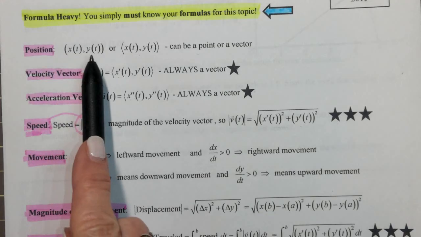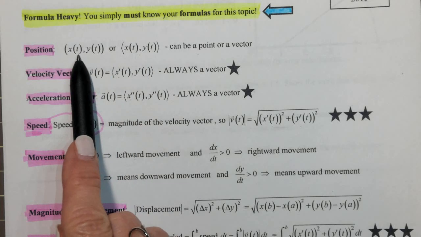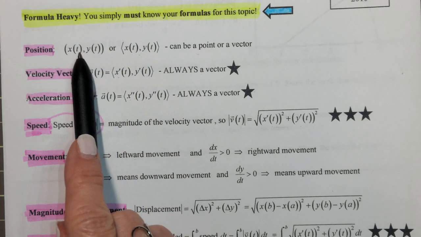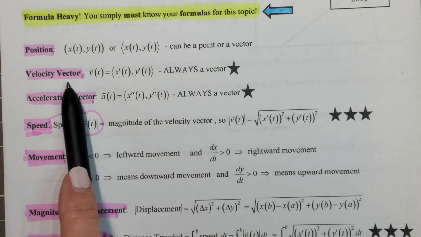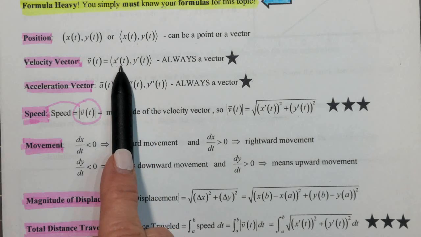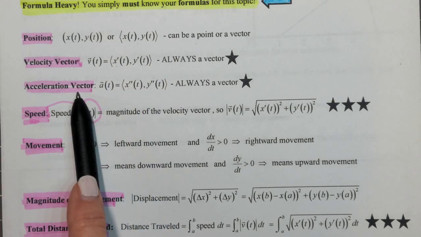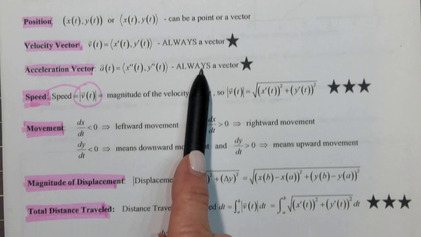Position you can write as a point or a vector. There's an x coordinate and a y coordinate, and t is the independent variable. Think of it as time. Velocity must be a vector: x prime, y prime. Acceleration vector, x double prime, y double prime, always a vector.